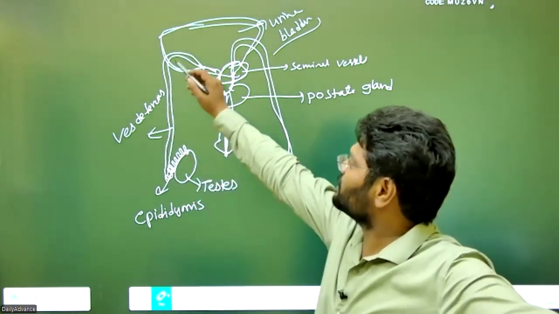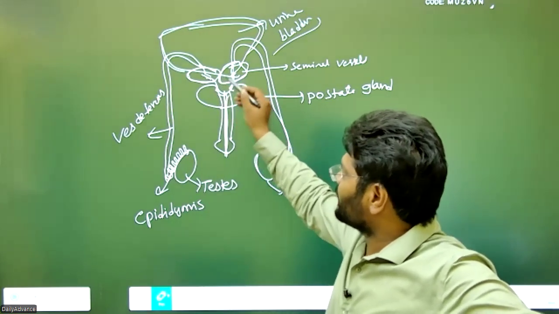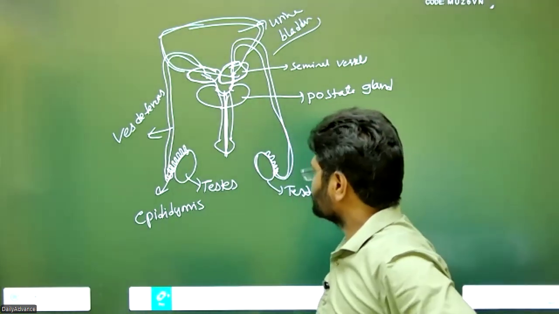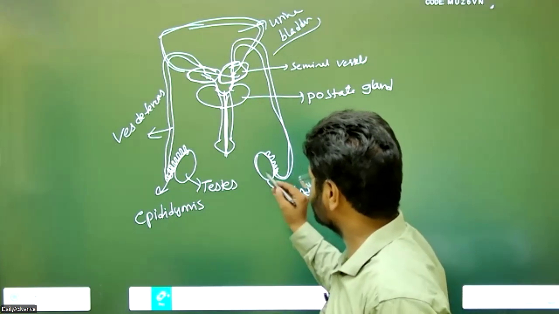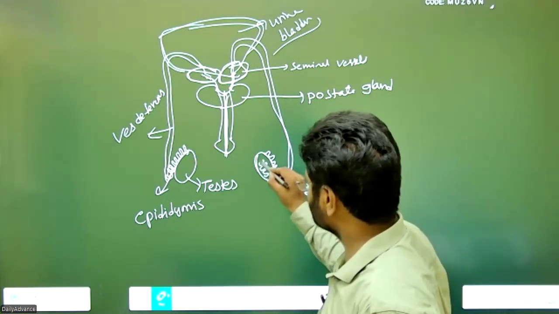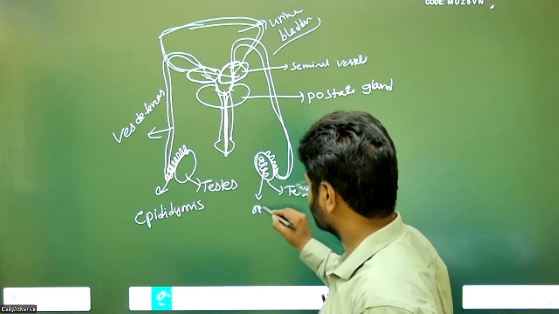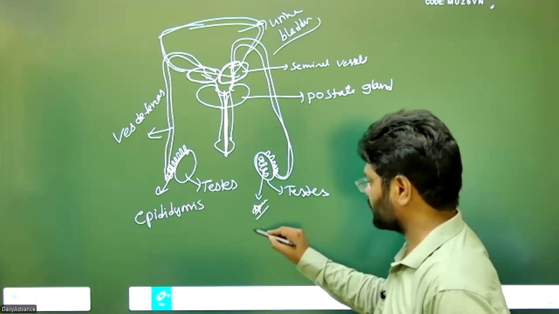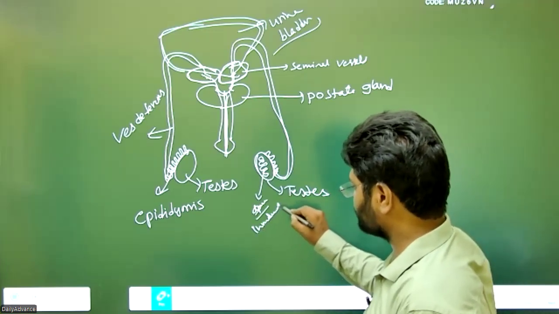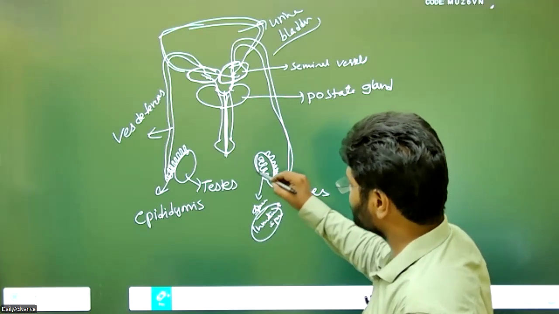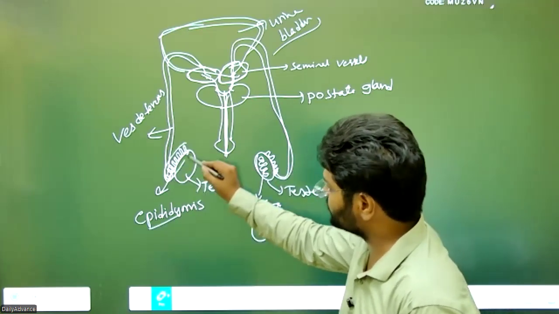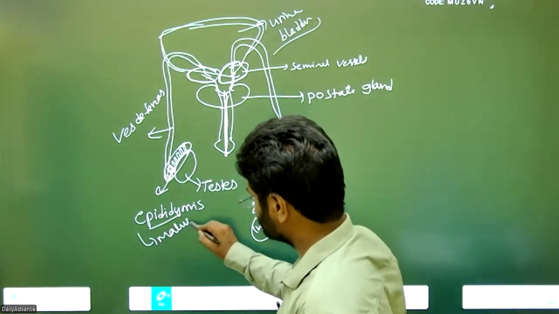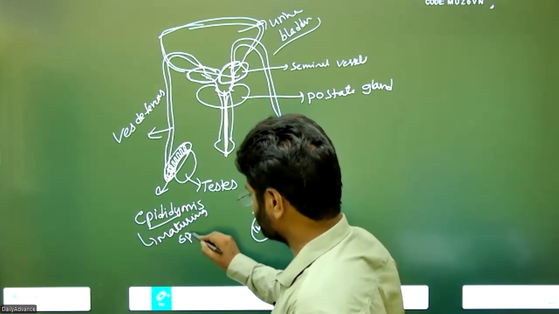Whenever the sperms are coming, the urine is blocked. Whenever the urine is coming, the vas deferens is blocked. So these are all the internal organs. Generally, the internal organs are the testes. Here seminiferous tubes are present, which produce the sperms. Every day, millions of sperms are produced, but these are immature sperms. These immature sperms are transported into the epididymis, where they are stored. The epididymis is responsible for maturing the sperms.